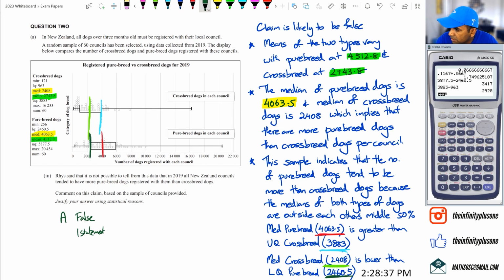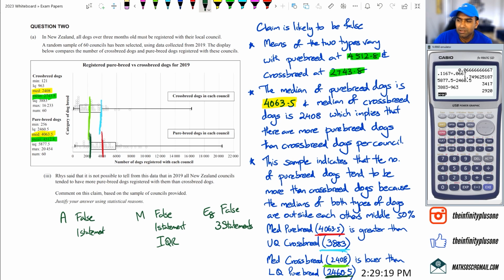For merit: decision that the claim is false, concluding that, and with references to IQR. So for a merit, you need to say that it's false, you need to have one statement, and you need a statement about IQR. For excellence, you need to have basically false and 3 statements and correct claims. But again, remember that this is actually an E8, which is a follow-up from question 2A part 2.